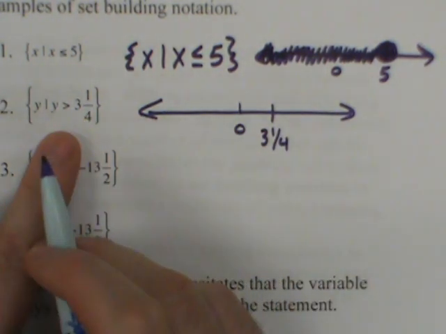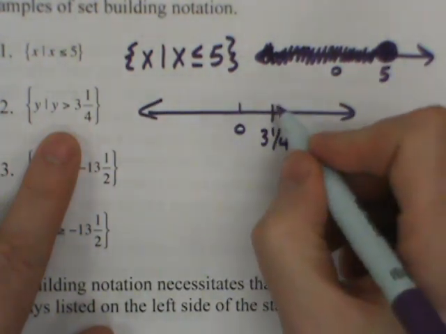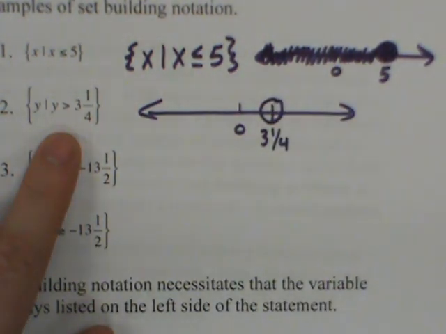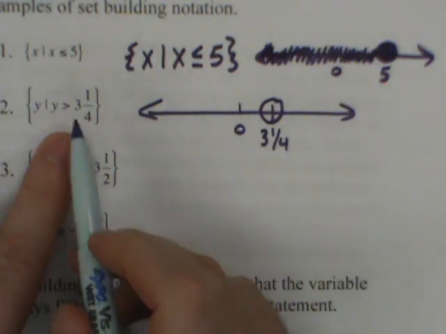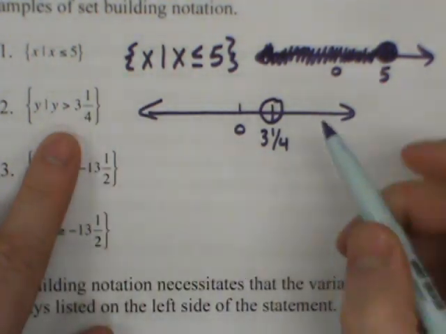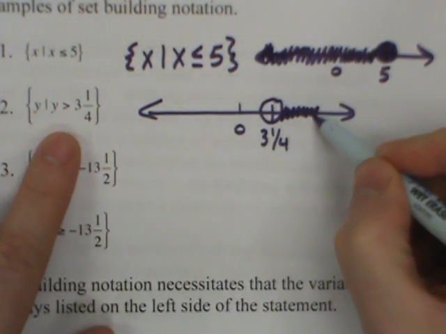So it means I can't have it. Since I can't have that value, I will make an open circle there, meaning that that value is excluded, and then I just follow the arrow. It points to the right. It tells me shade to the right. And so that's what I shade.